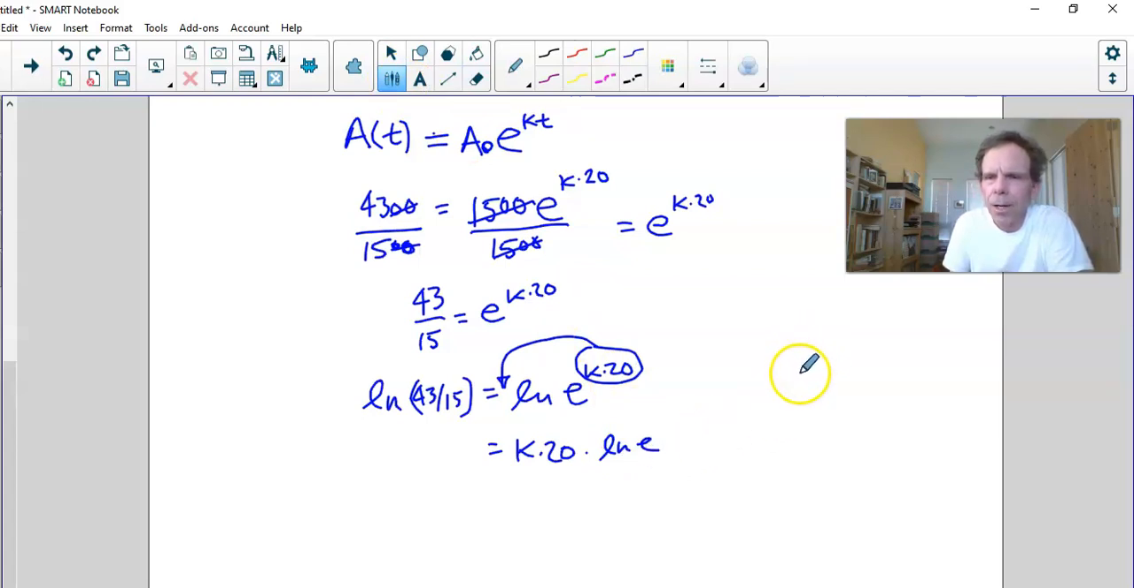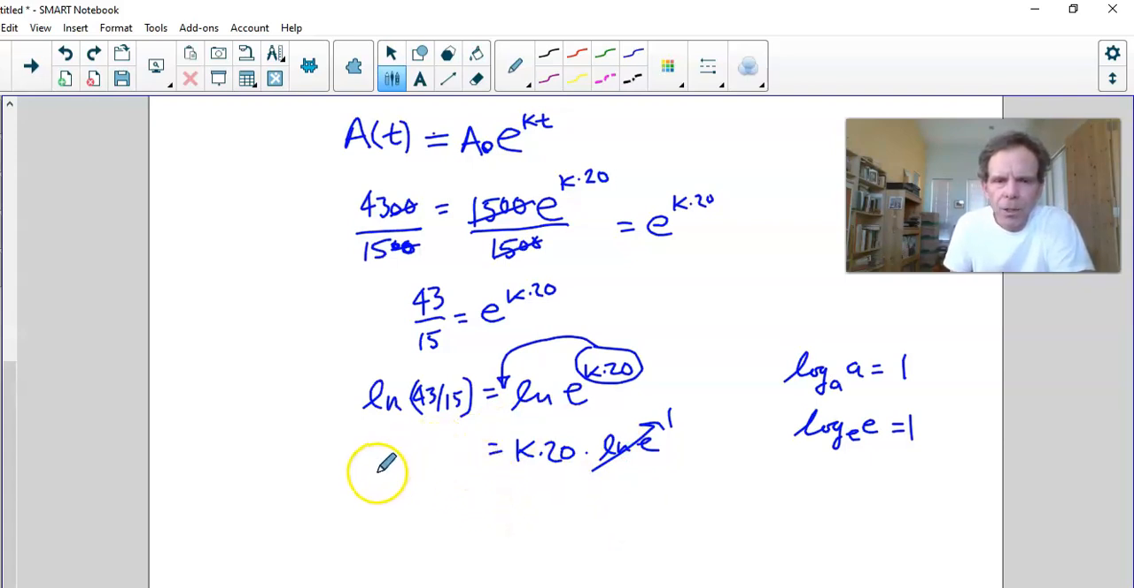And if you remember another log property which said log base a of a is 1, well, ln is log base e, so we're really getting log base e of e when we're getting ln of e, and that's 1. So this logarithm here is just plain old 1. That's why we use natural log instead of some other base log.